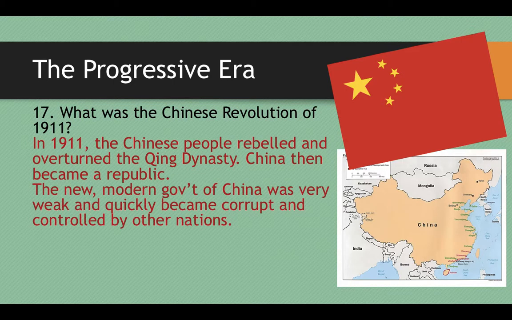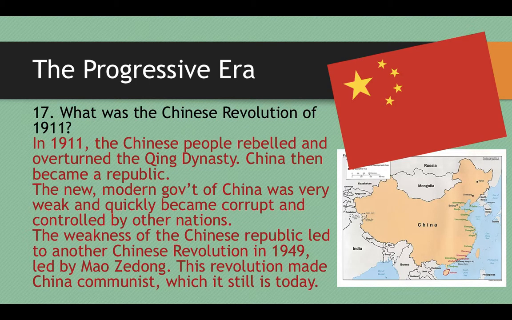Now, this new modern government of China was very weak. It did not latch on very well. It became corrupt very quickly, and it was really controlled by a lot of other nations as well. So it was not a very effective government. Remember how I always say, whenever you overturn a government, what do you have to have? You have to have something better to replace it with. Otherwise, your revolution is not going to work.